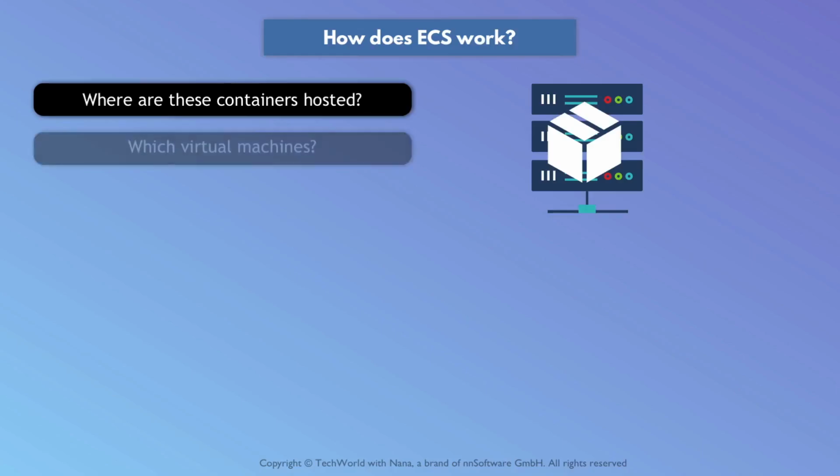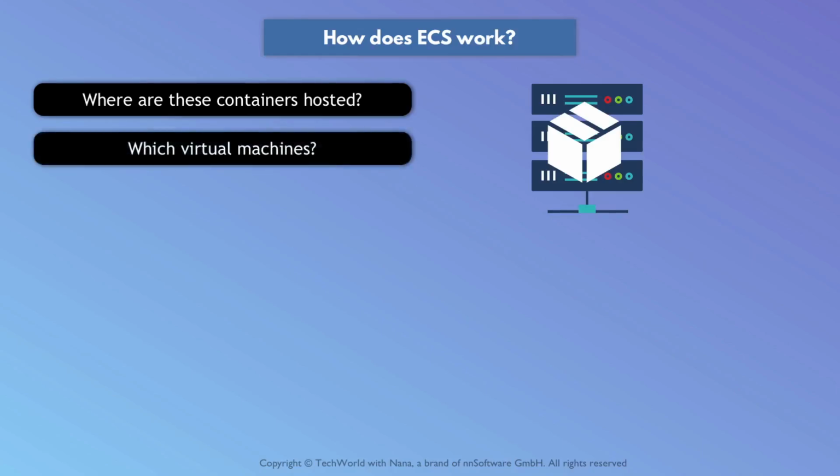So where do these virtual machines come from? These virtual machines will be the EC2 instances. Just like before, we would create an EC2 instance that will basically host the containers. So the containers will run on EC2 instances just like we did previously.